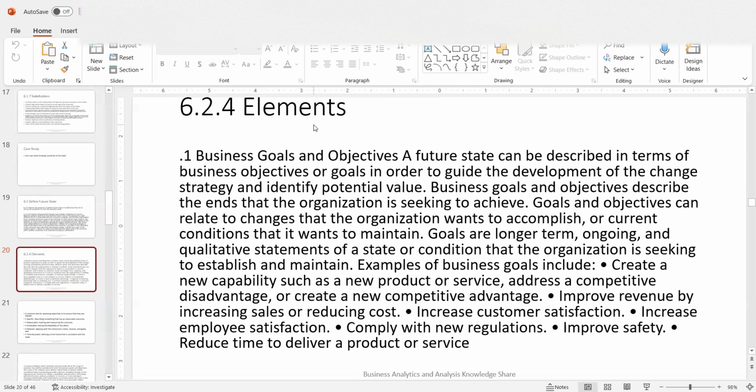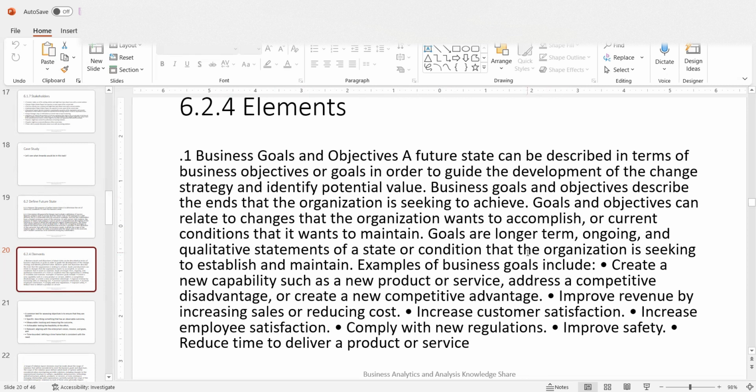Some of the elements here are the business goals and objectives. A future state can be described in terms of business objectives or goals in order to guide the development of the change strategy and identify potential value. Business goals and objectives describe the ends that the organization is seeking to achieve. Goals and objectives can relate to changes that the organization wants to accomplish or current conditions that it wants to maintain. Goals are longer term, ongoing, and qualitative statements of a state or condition that the organization is seeking to establish and maintain.